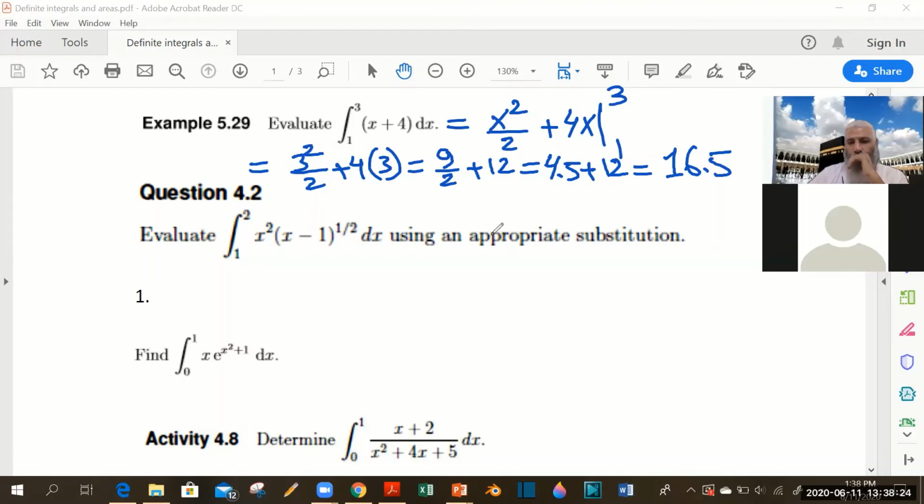I think here we need to use either by parts or substitution, yes? Because there is multiplication.